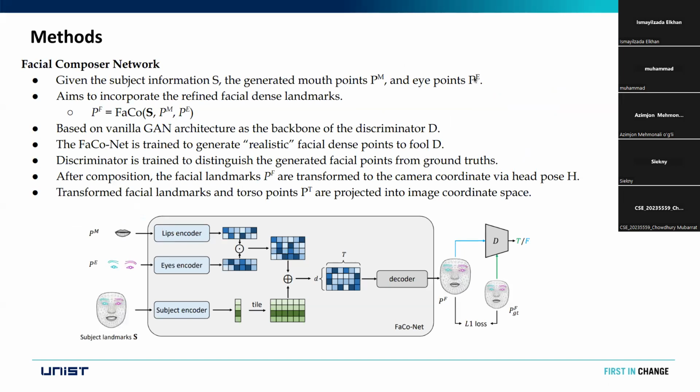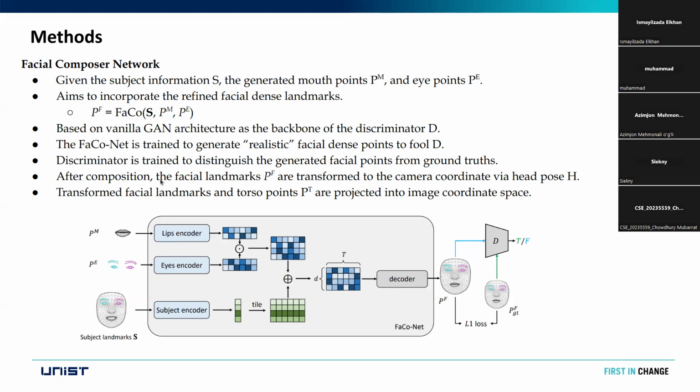In the next stage, we have the facial composer network. Given subject information S, generated mouth points and eye points, it aims to incorporate refined facial landmarks. We already have subject landmarks, and we want to refine them using predicted mouth points and eye points. It is based on vanilla GAN architecture. The FACONet tries to fool the discriminator, while the discriminator network is trained to distinguish generated facial points from ground truths.